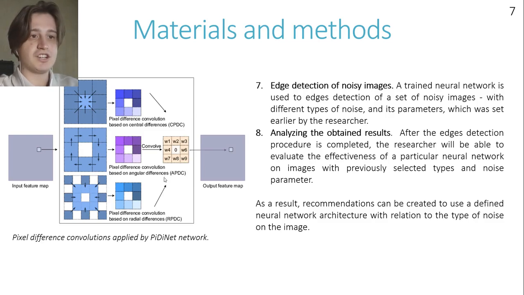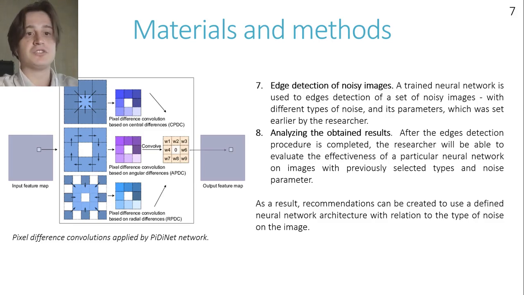After the edge detection procedure is completed, the researchers will be able to evaluate the effectiveness of a particular neuronal network on images with previously selected types and noise parameters. As a result, a recommendation can be created to use a defined neuronal network architecture in relation to the type of noise on the image.